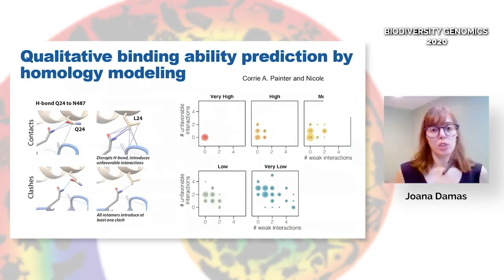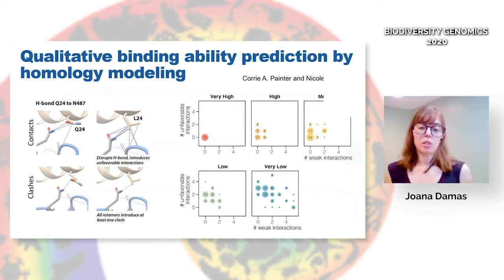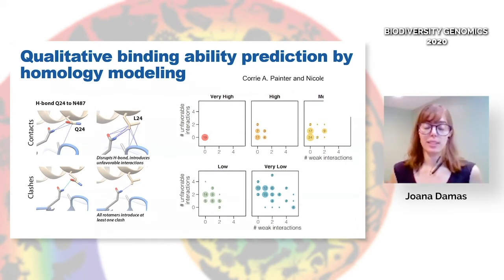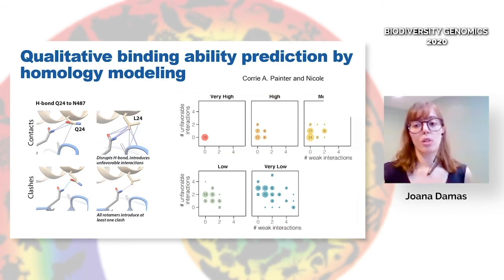We performed homology modeling to verify and support our results. The substitutions that were present in our data set were modeled and classified by whether they introduced unfavorable interactions in the binding domain or weakening interactions. As you can see from here, the results are highly consistent. The number of weak and unfavorable interactions increases as we move from the high group to the very low group.